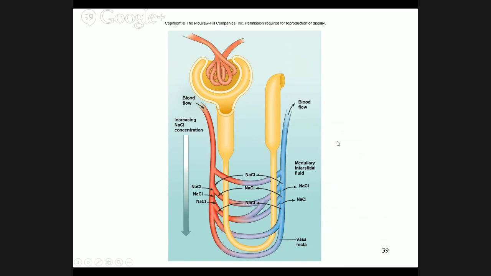And here's another shot of sodium chloride coming in, and the vasa recta influences the sodium chloride to leave into the interstitial fluid.